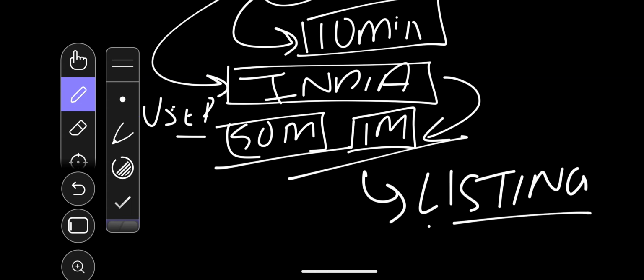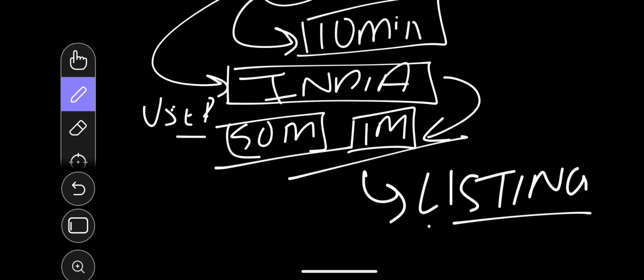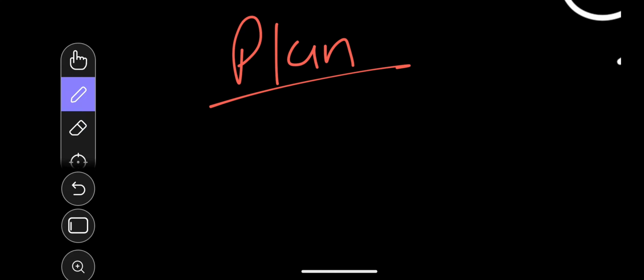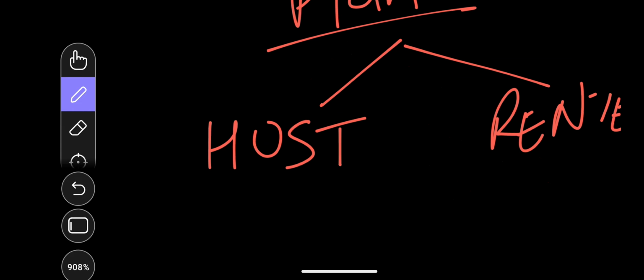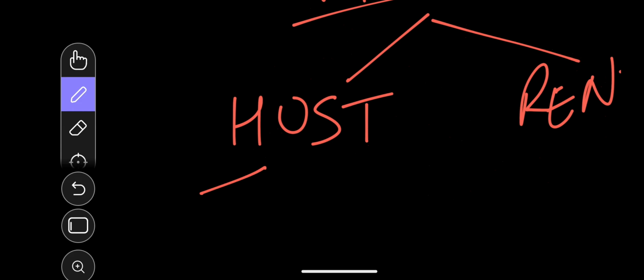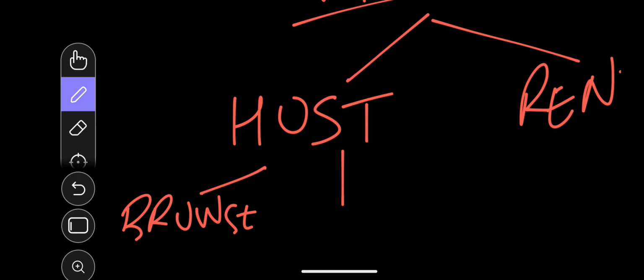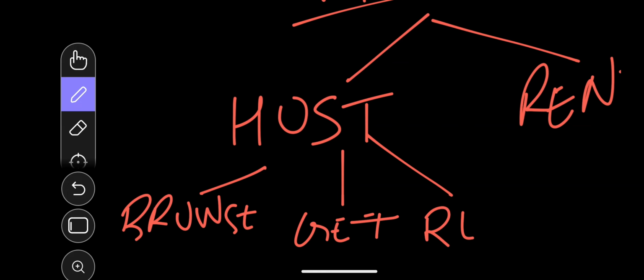Let's get started and deep dive. First, just like always, we come up with a plan. We can divide everything into two parts. As we decided, we will serve the host side, the host, and the renter side, the renter. Inside this we can also divide the plan. We can browse, we can get one particular listing, and we can reserve.